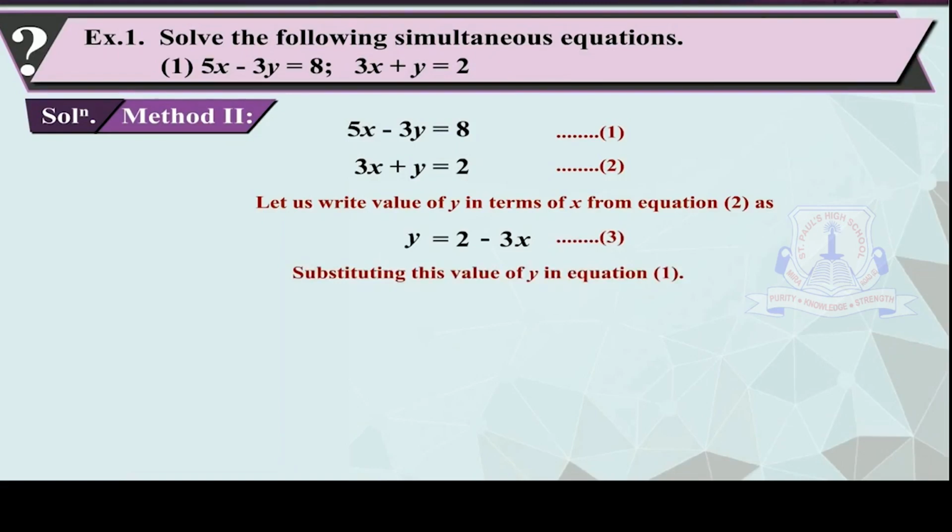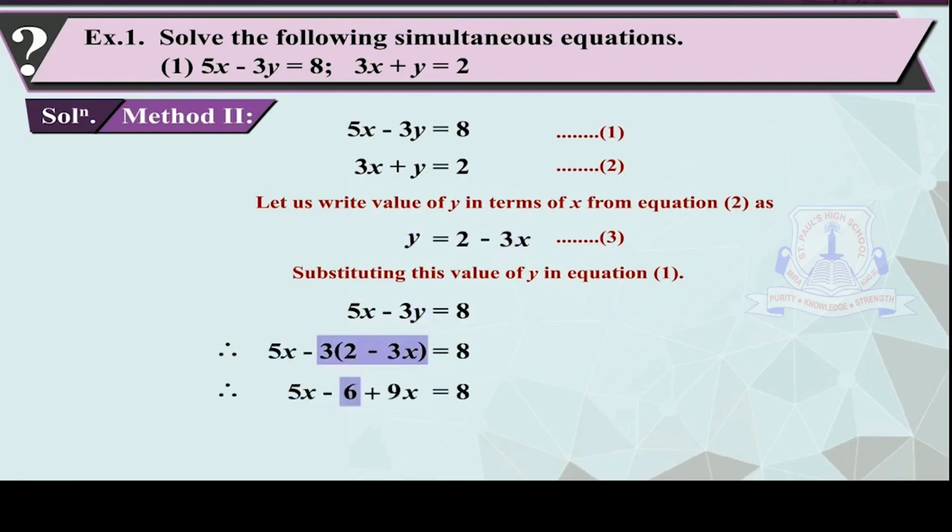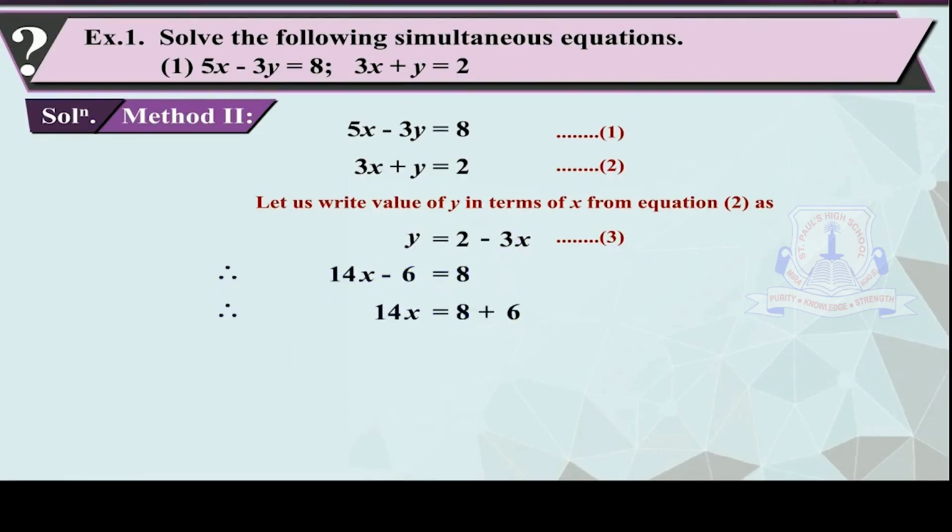5x minus 3y equal to 8. 5x minus 3 into bracket 2 minus 3x equal to 8. Therefore, 5x minus 6 plus 9x equal to 8. Therefore, 14x minus 6 equal to 8. Therefore, 14x equal to 8 plus 6. Therefore, 14x equal to 14. Therefore, x equal to 1.